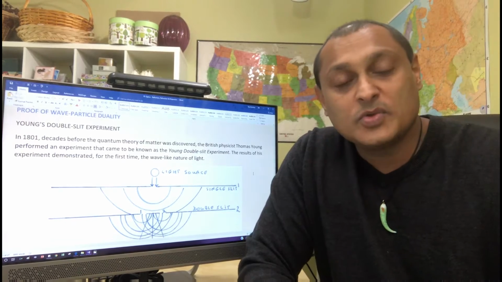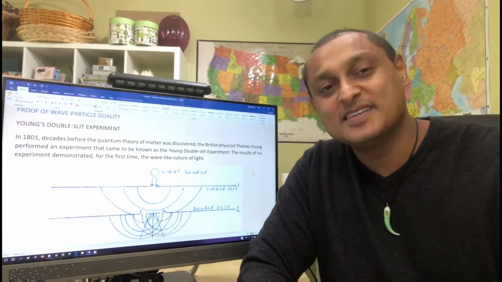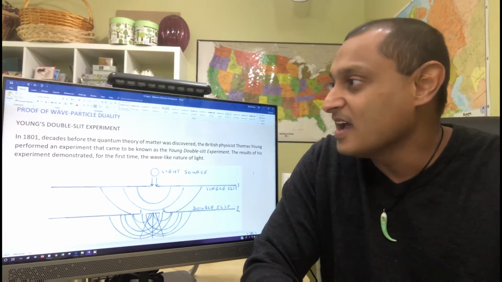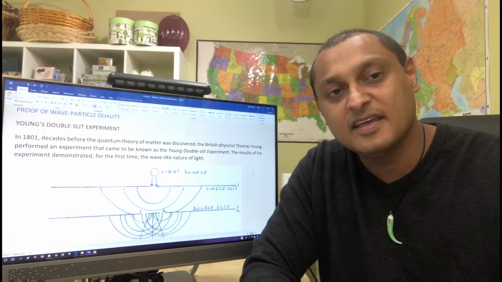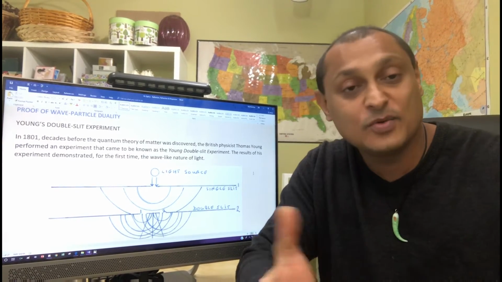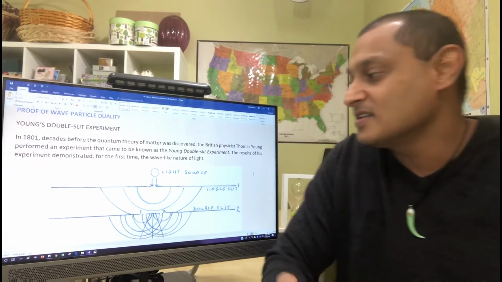So which one's right, which one's wrong? Well, it just depends on how you're measuring it and the properties that ensue. It turns out that electromagnetic waves are both. They're actual particles, which we now call photons, and actual pure energy, radiation.